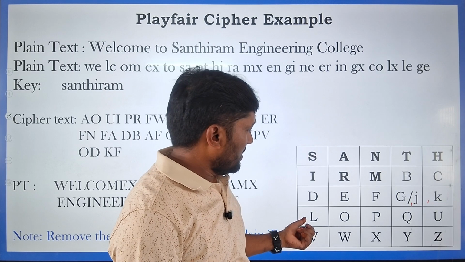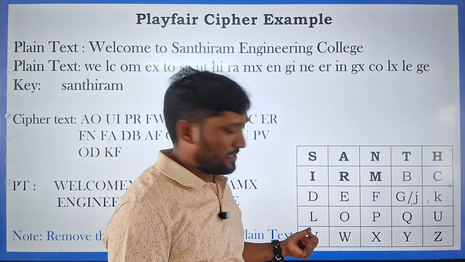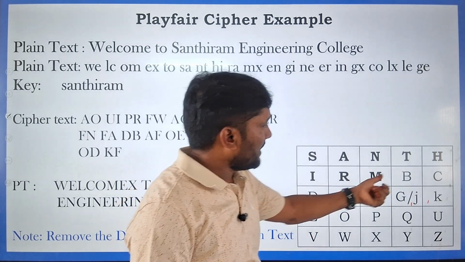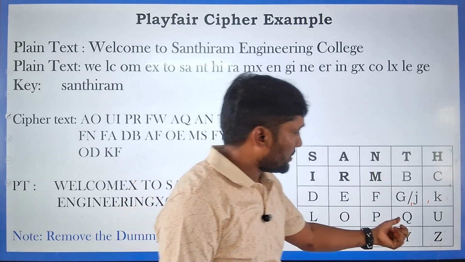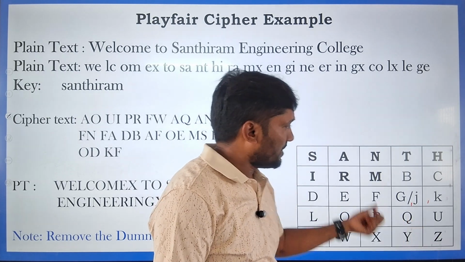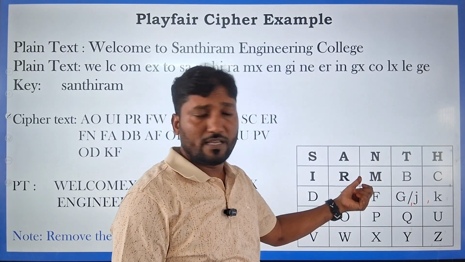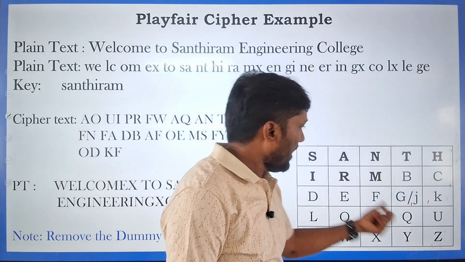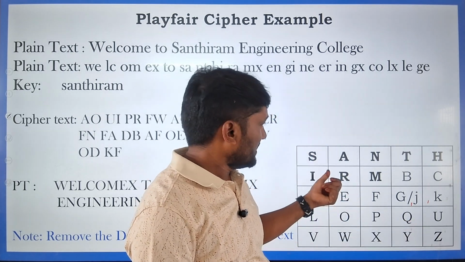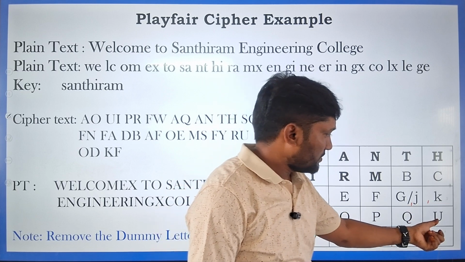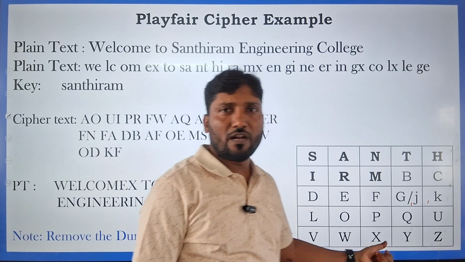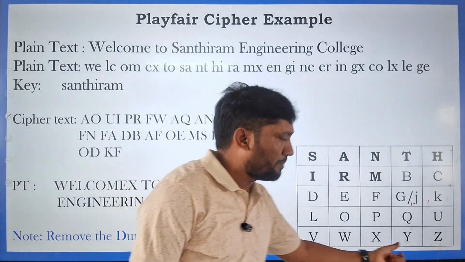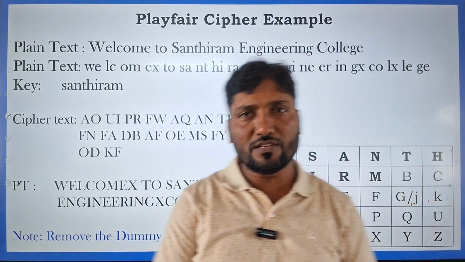L is not covered in my secret key, so I can fill in L. M and N are already covered in my secret key, so I cannot fill in M and N here. O, P, Q are not covered in the secret key, so I can fill in O, P, Q. R, S are already covered. T is also covered. The next ones are U, V, W, X, Y, Z, which are not covered in my secret key, so we can fill them in one by one. This is how we fill the 5 by 5 matrix with the secret key Shantiram.